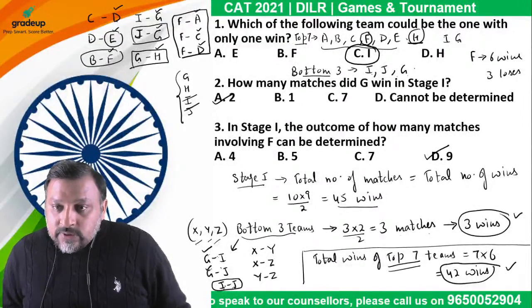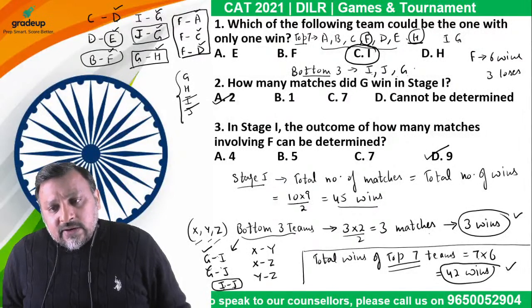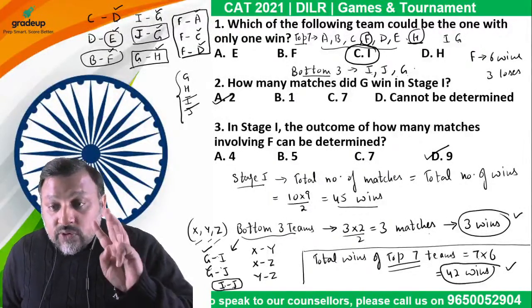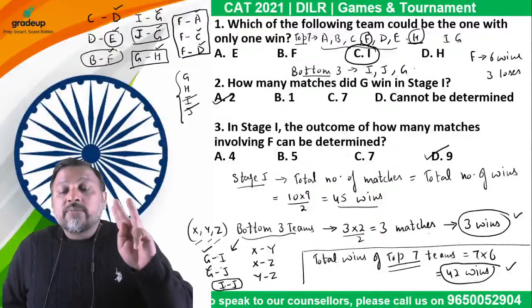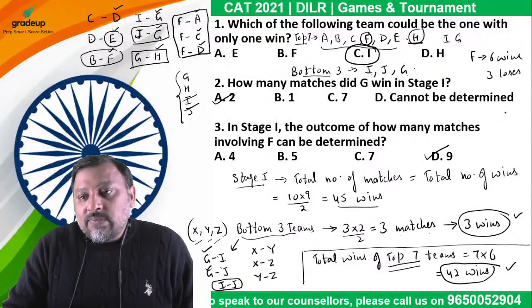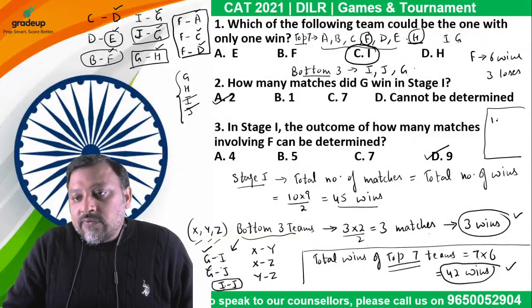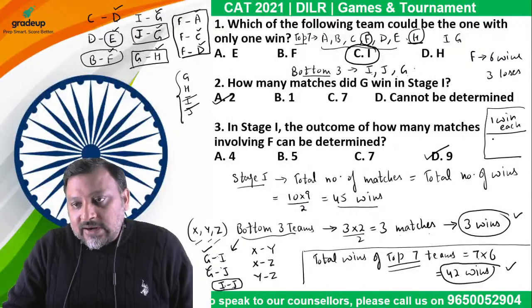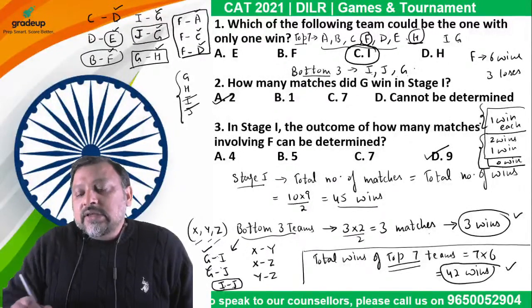Okay, Siddharth has some doubt. No, Siddharth, we cannot say that the bottom 3 have 1 win each. See, there are 3 matches in the bottom 3. The bottom 3 teams are involved in 3 matches. So either we may have 1 win each for the bottom 3 teams, or it can be 1 team with 2 wins, 1 team with 1 win, and 1 team with 0 wins. So either it is this scenario or it is this scenario.